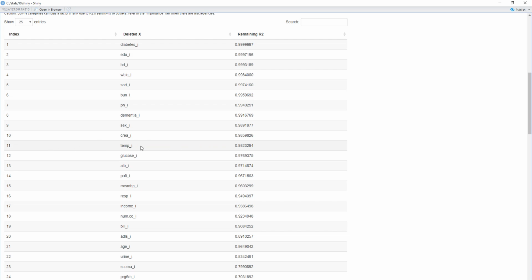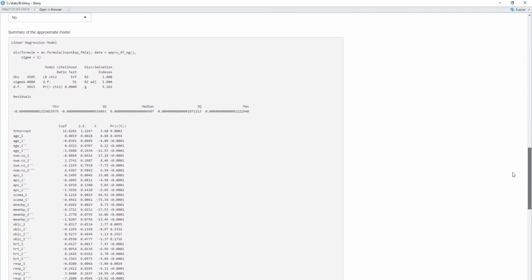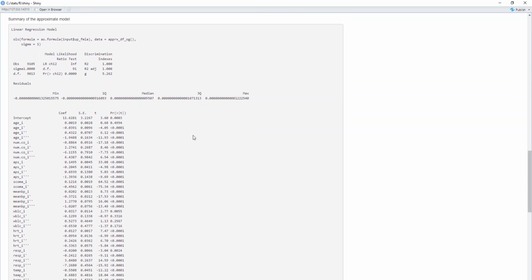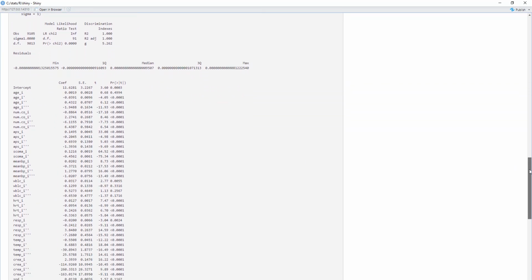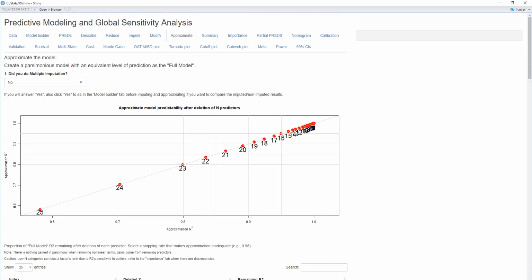And then below that, it lists each predictor with the remaining R-square next to it. And we went down to the 11th. We dropped 11 predictors, and it left us with about 0.983 of our R-square compared to the full model. And then we have the summary of the approximate model. And this is all found on the GUI that I have. And we'll continue more next week.